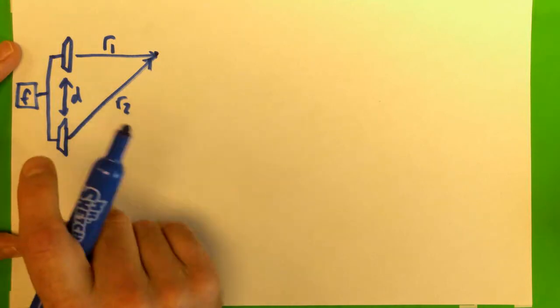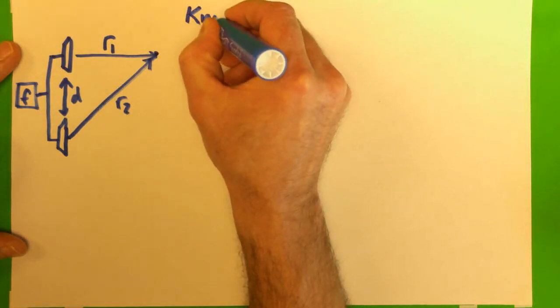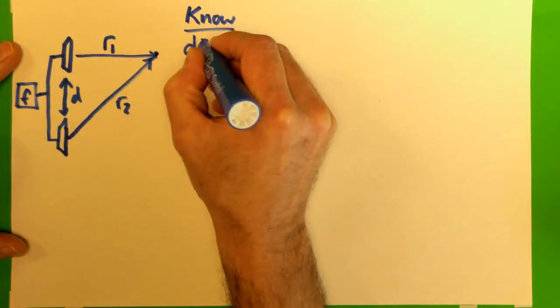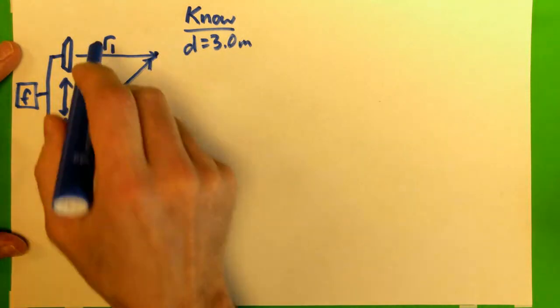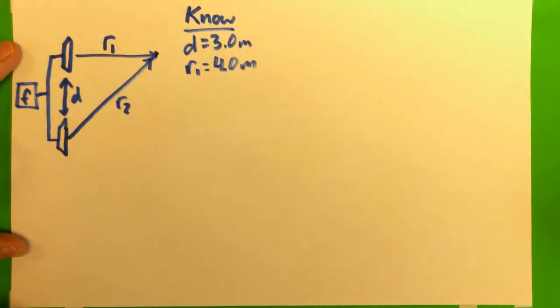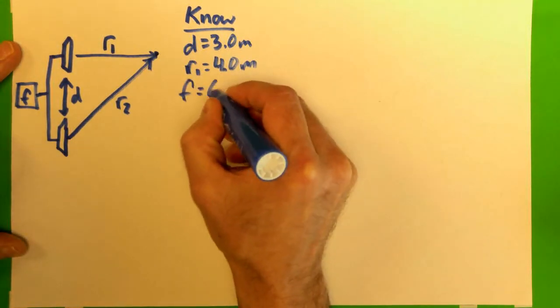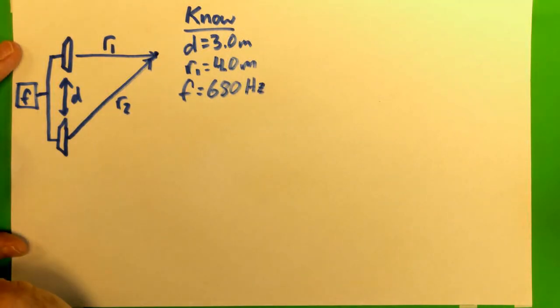Let's go and start listing some things we know, and then we're going to have to know a couple constants here. Alright, so what do we know? I know that the speakers are 3 meters apart, so I know D equals 3 meters, and I know it to the 10th place. I know R1 is 4 meters. Okay. I know the frequency is 680 hertz. Remember, hertz is the name for 1 over seconds. So I have 680 hertz signal driving both of them.